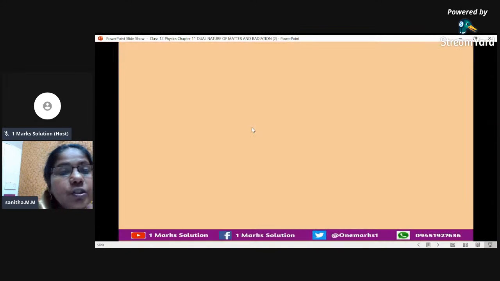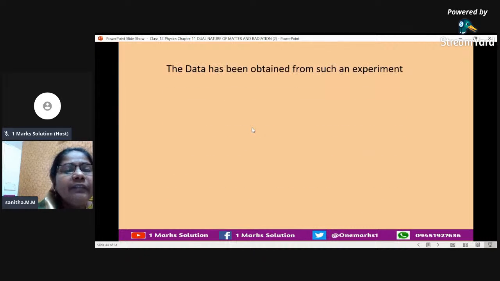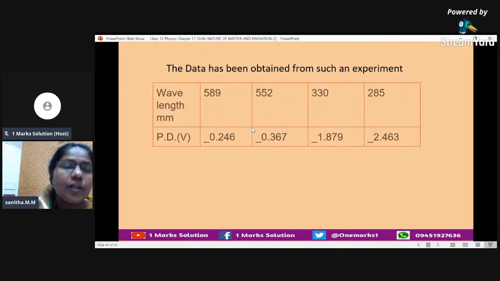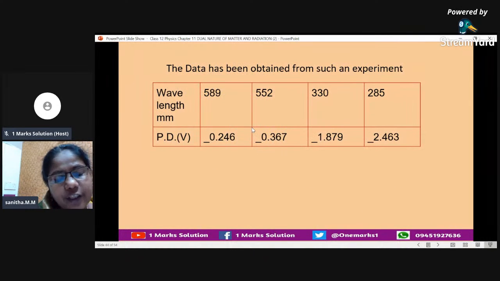You can see the question here. They are giving some data from this experiment. What is the data? Wavelength and the potential are also given there. Retarding potential as well as positive potential is also there. We are dealing with the retarding potential. Retarding means retardation should be there. That means the electron should be retarded, that means decelerated. That is why here this negative is given.